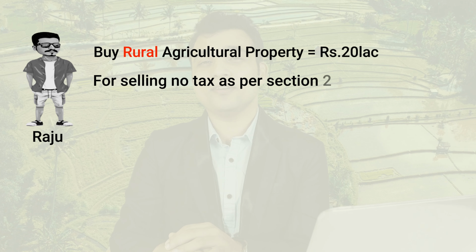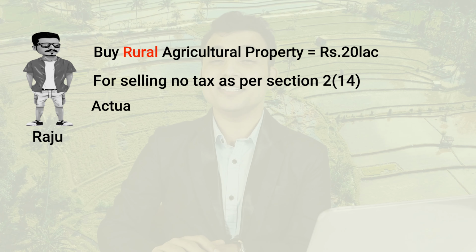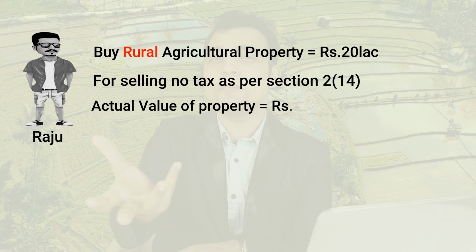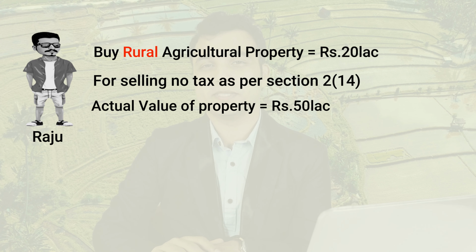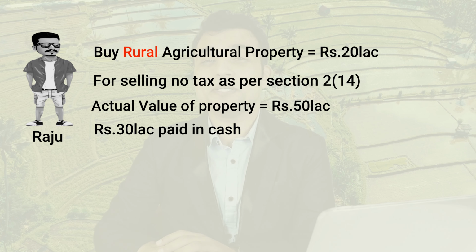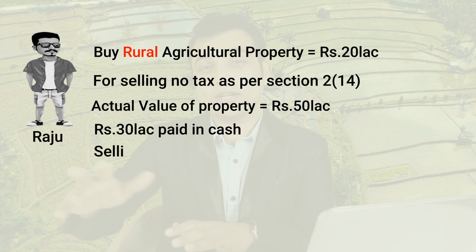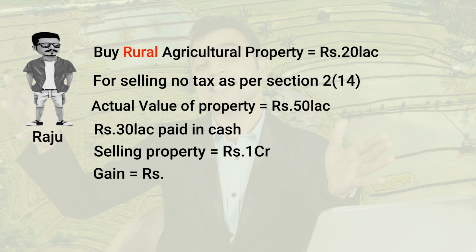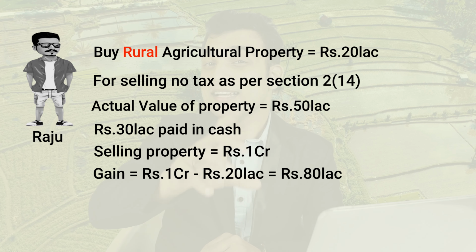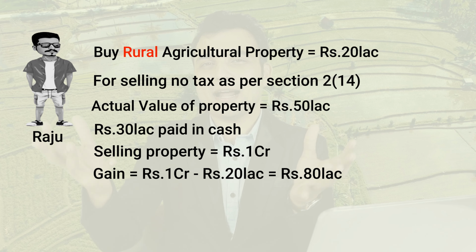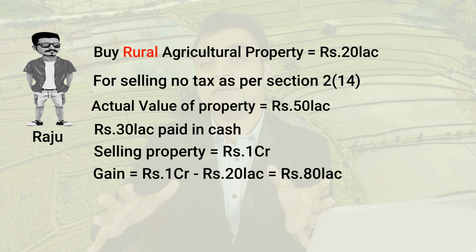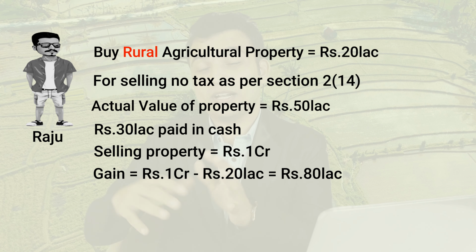So now Mr. Raju buys the agricultural property for 20 lakh rupees, but the actual value of the property is 50 lakh rupees. That is, 30 lakhs he pays in cash, and 20 lakhs is the registration value, the government or stamp value that is required for registration purposes. So 30 lakhs is paid in cash. Now after 2 years, he gets a valuation of 1 crore and he sells the property for 1 crore. So the gain is 1 crore minus 20 lakhs, that is 80 lakh rupees. That includes the 30 lakhs which was paid in black as well. So in this case, the entire amount of 80 lakhs, including the 30 lakh rupees, becomes white, because he need not pay any capital gains tax when selling the rural agricultural property.